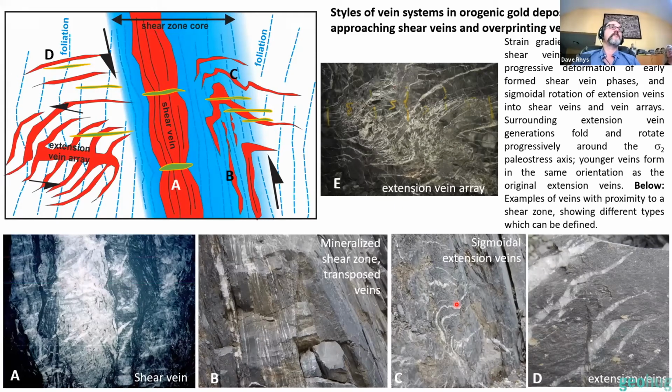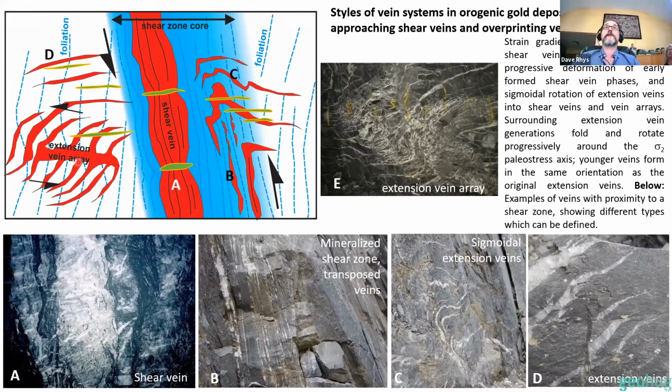Extension vein arrays are telling you essentially where your sigma 2 orientation is, because the intersection, the tips of these veins with the core of the vein array lies the sigma 2 orientation, which you would also call the vorticity vector, because the veins are rotating around that, and that can become an important ore control as well. It can be a subsidiary ore shoot control, very, very common.